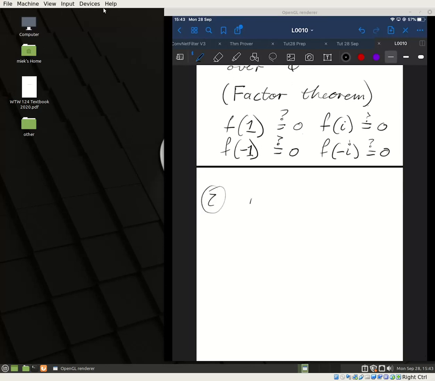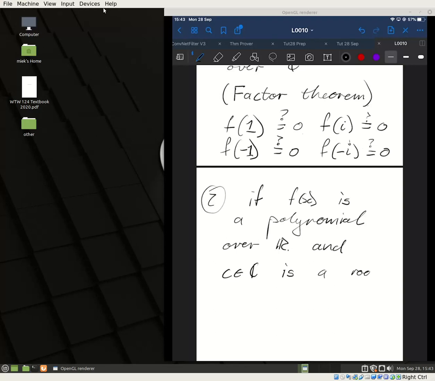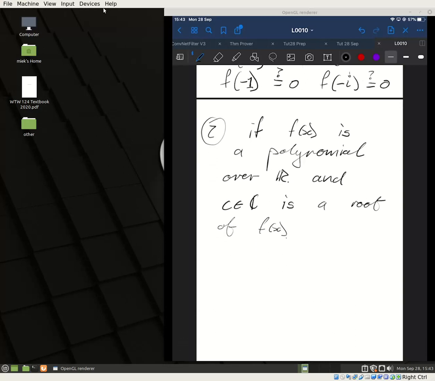The second strategy is, if f of x is a polynomial over R, and we have a complex root c of f of x, then we immediately know that the complex conjugate of c is also a root.